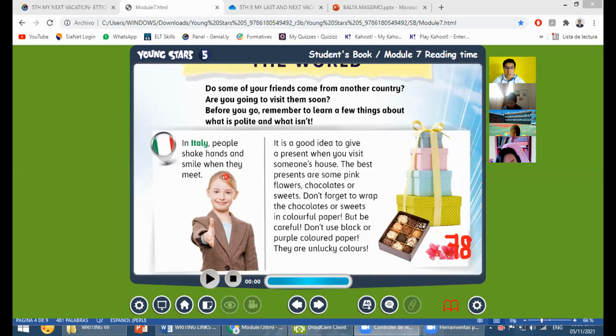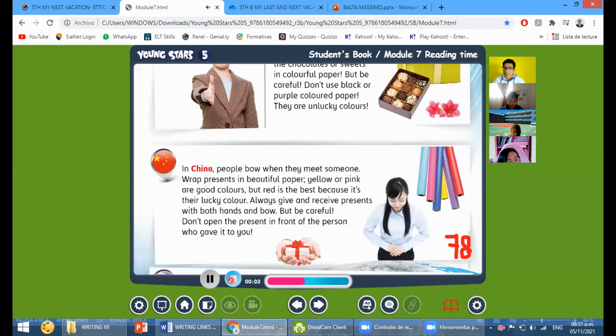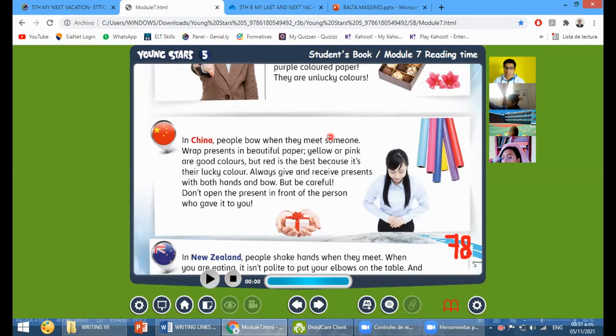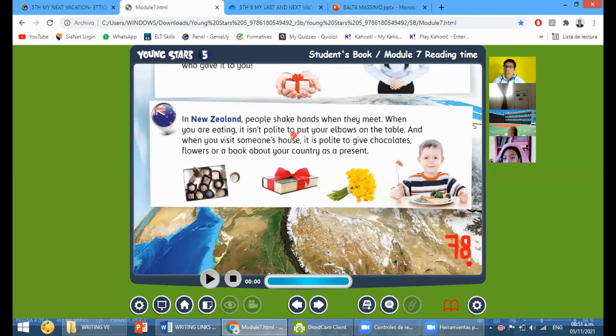Another student, how do people say? The people bow. Remember how you think. Yes, bow. No, the people in China, they bow. And in New Zealand? Shake hands. Shake hands. Yes, one more time. No, shake hands.